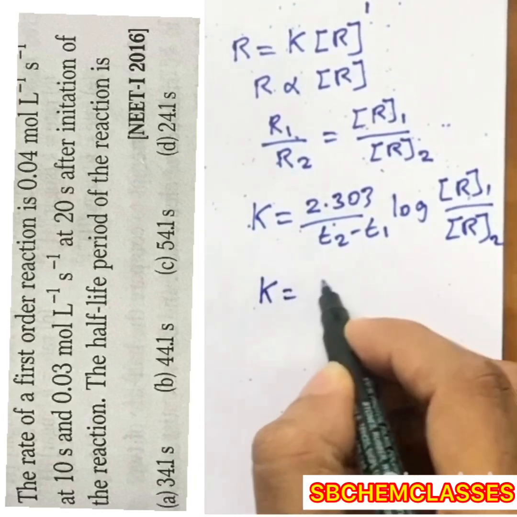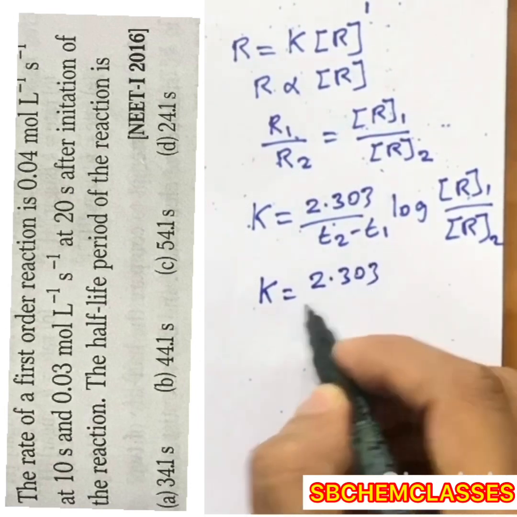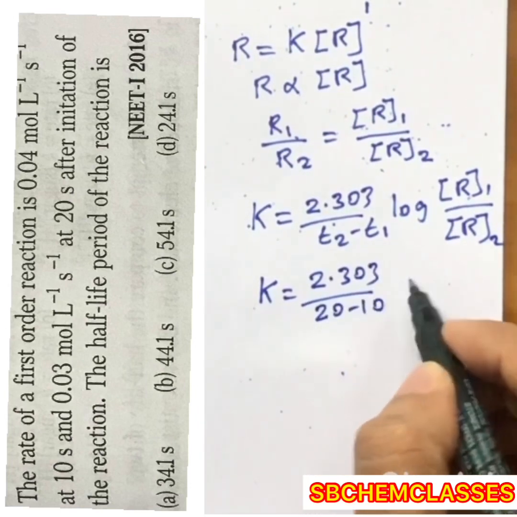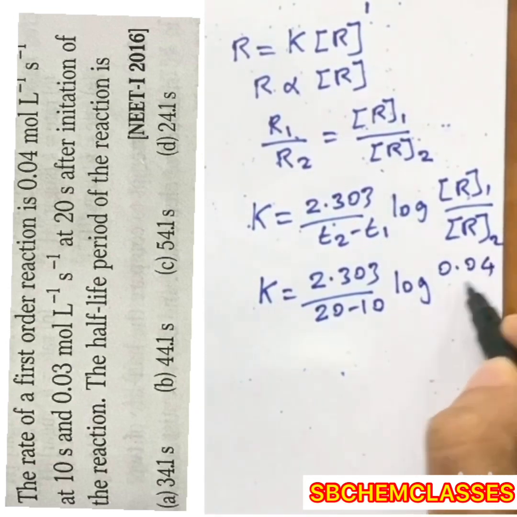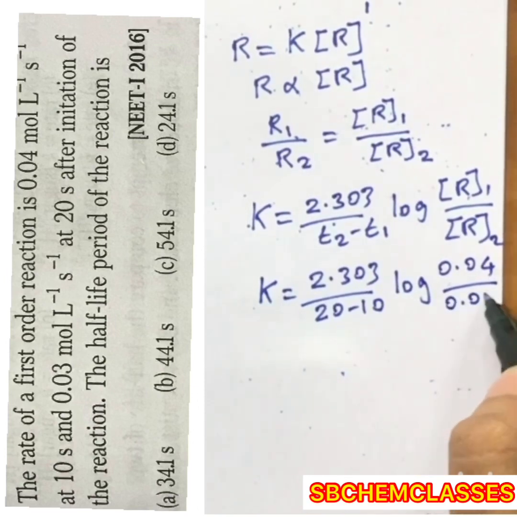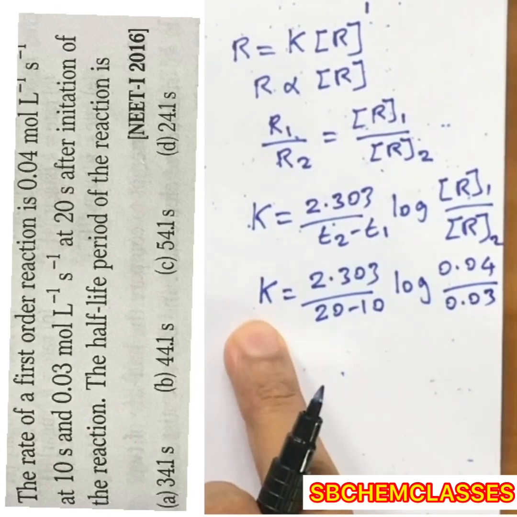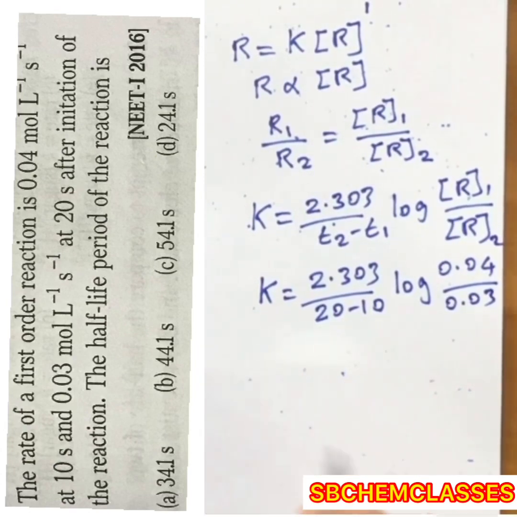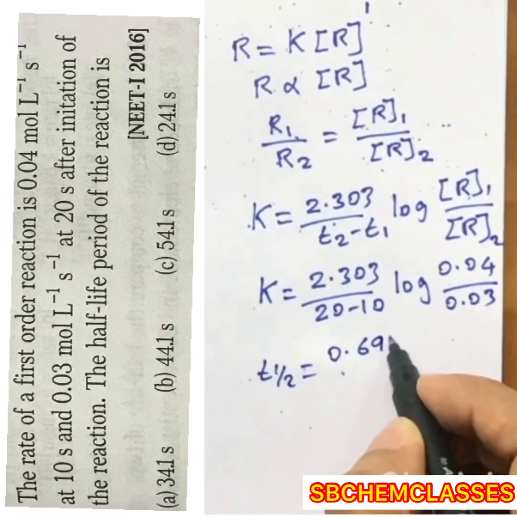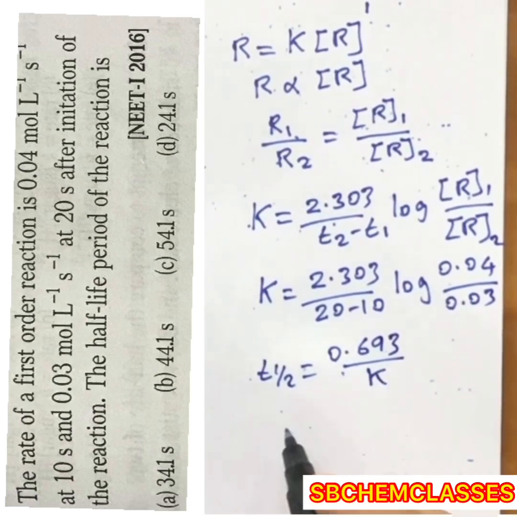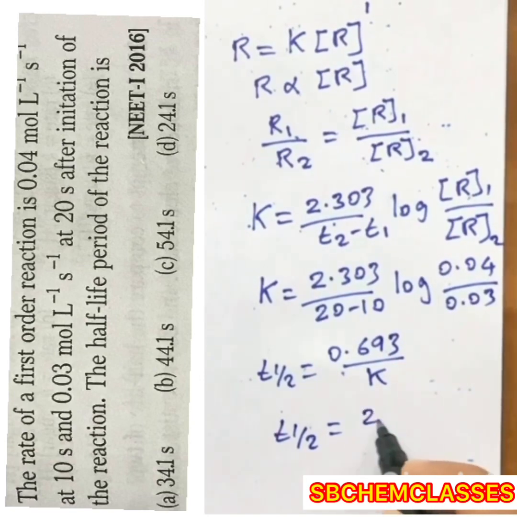So K equal to 2.303 by 20 minus 10 into log 0.04 by 0.03. By this calculation, we will get the K value. After getting the K value, we can calculate T half. What is the equation for T half? T half equal to 0.693 by K. So T half equal to 24.1 seconds. That is option D.